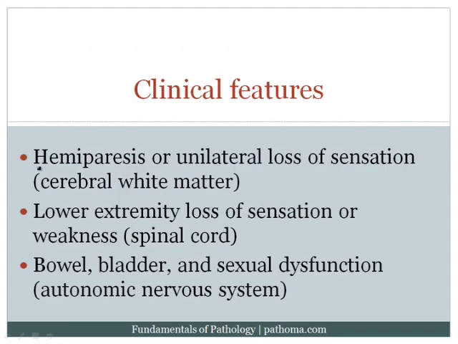Additional clinical features include involvement of the cerebral white matter, which can result in hemiparesis or unilateral loss of sensation. The spinal cord can be involved, which would result in lower extremity loss of sensation or weakness. And then, of course, the autonomic nervous system can be involved, giving you bowel, bladder, and sexual dysfunction.